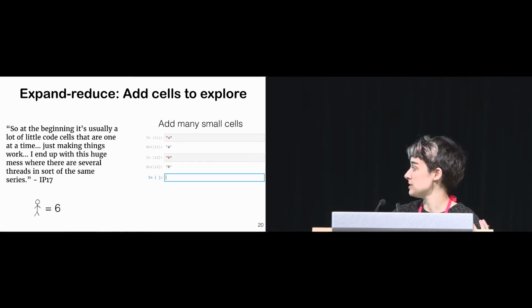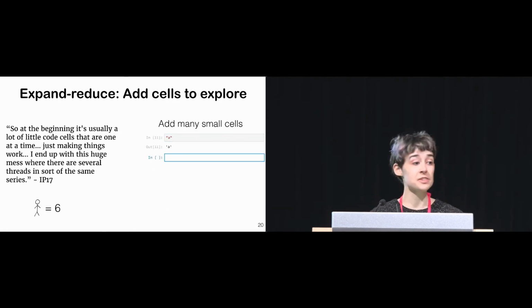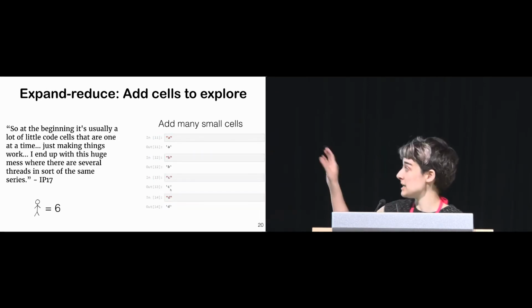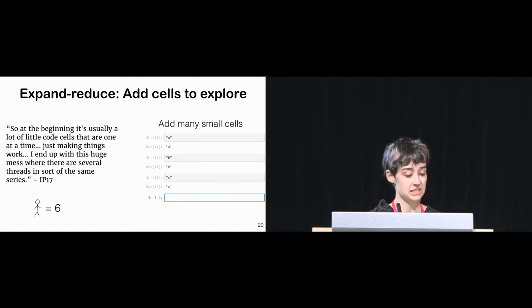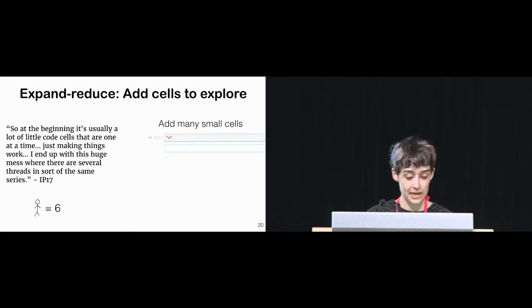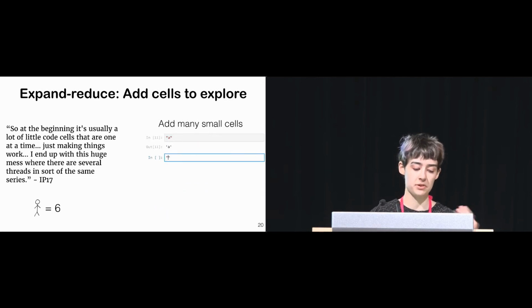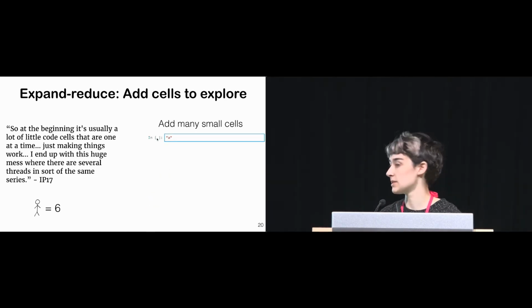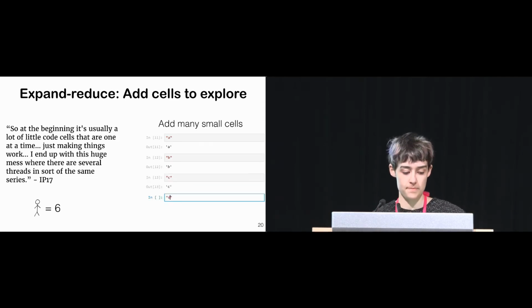So the expand step of this was talked about by 6 people, and this was when you have an idea, such as you're trying to figure out the syntax to something, you're trying to figure out a good plot, you're trying to figure out an analysis. People would add many small cells, try out all these little things in small points. So for example, participant 17 said, at the beginning, it's usually just a lot of little code cells that are one at a time, just making things work, and I end up with this huge mess where there are sort of several threads in a sort of series. All right, so producing all these cells was helpful to test one thing at a time since this is an interactive editor, but it created a bit of a mess.